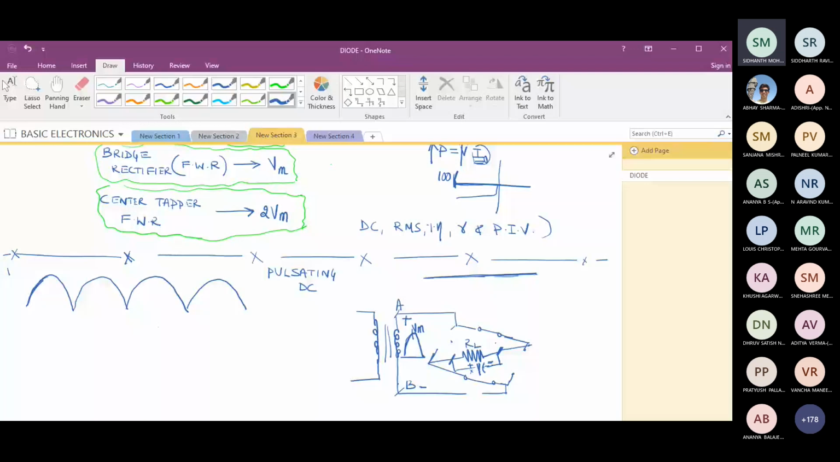Terminal A is connected to one end of the capacitor. Say this is P. Terminal B is connected to the other end of the capacitor because the lower diode is conducting. So automatically Q is connected to P, the other end of the capacitor. Am I correct? Yes or no? Yes, sir. Sir, can you repeat this once again? The statement just lost the connection.